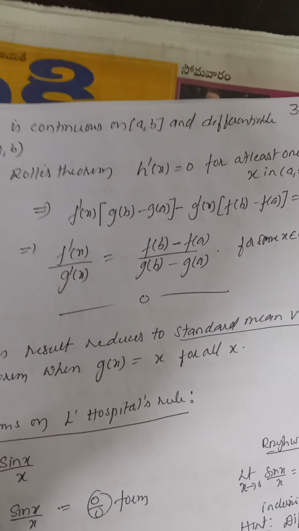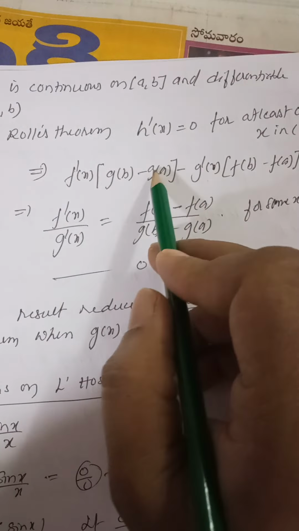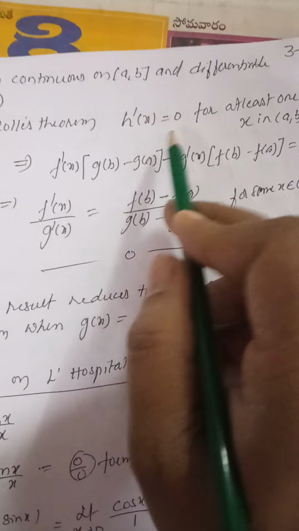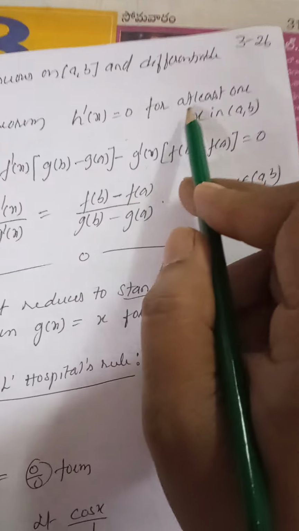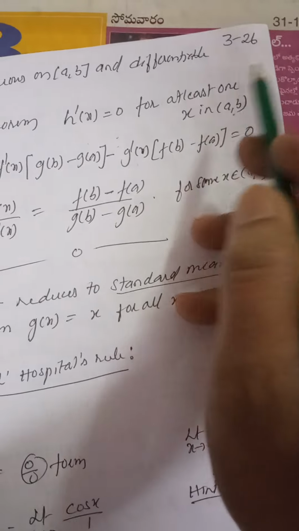I told you in the previous video, in Rolle's theorem f of a must be equal to f of b. Here h of a is equal to h of b, right? So by Rolle's theorem h dash of c is equal to 0, that is h dash of x is equal to 0 where x is at least one value of x in the open interval (a, b). It may be c or something. Now what is h dash of x?